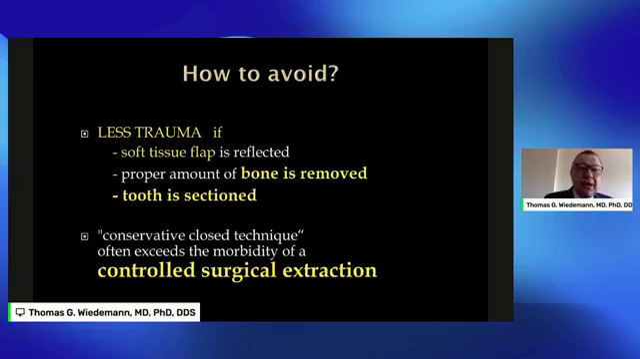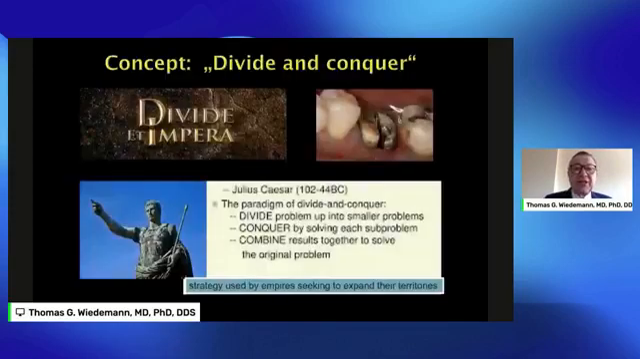I always recommend to our students and residents, a good way to minimize the trauma is to do a good soft tissue flap, remove a proper amount of bone, and section the tooth. Because we learned from the past that a conservative closed technique sometimes even exceeds the morbidity of a controlled surgical extraction.